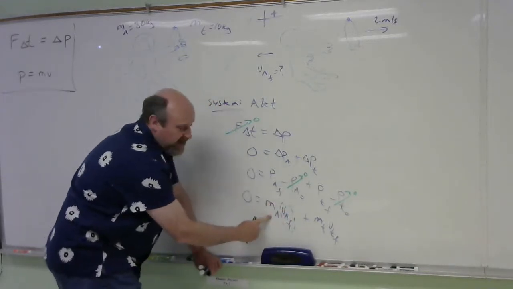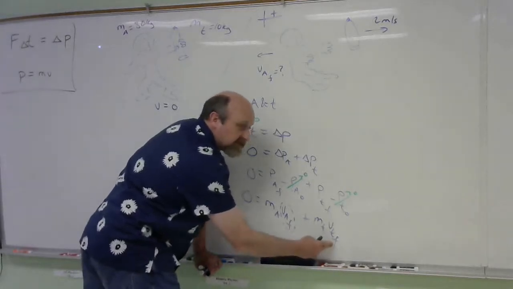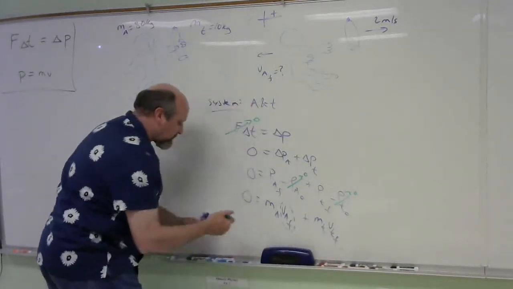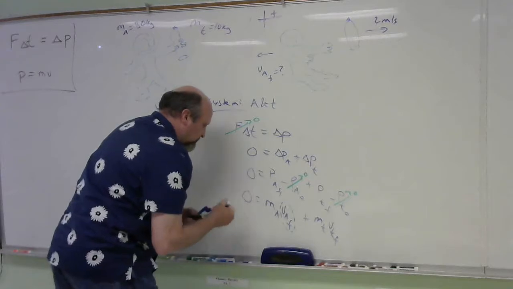You want mass of the astronaut? 80 kilograms. Mass of the tank? 10 kilograms. Velocity of the tank at the end? 2 meters per second. We know everything. We can solve for that. That's just going to look like this.